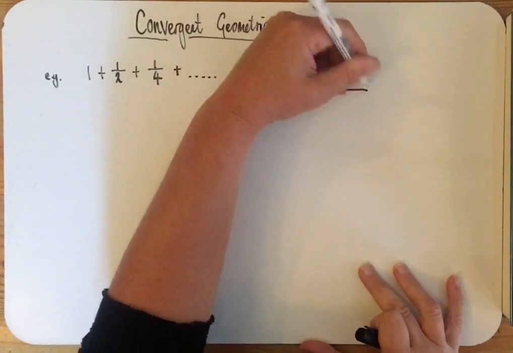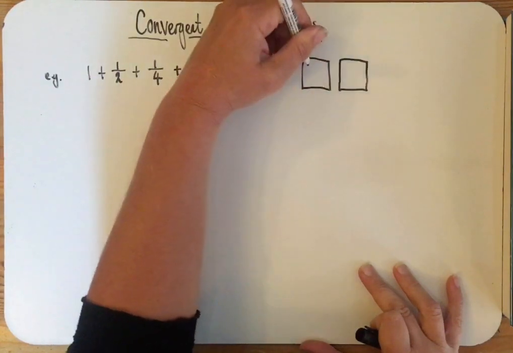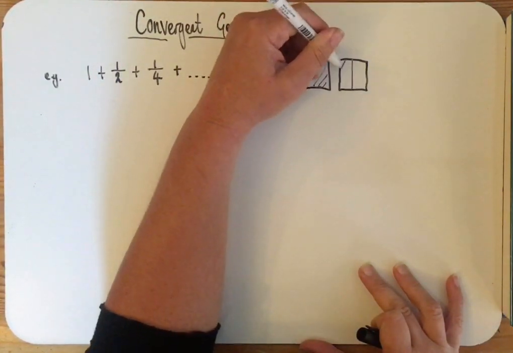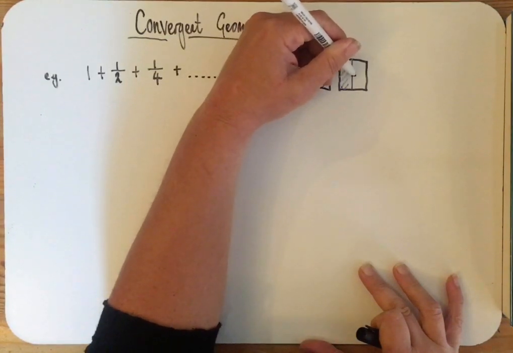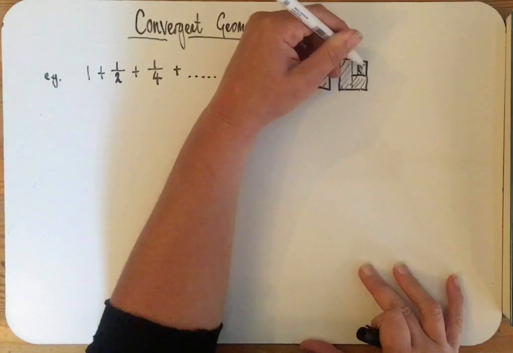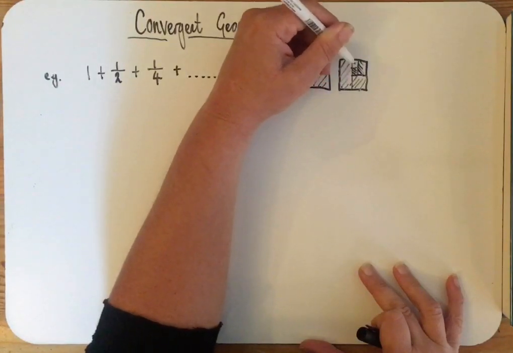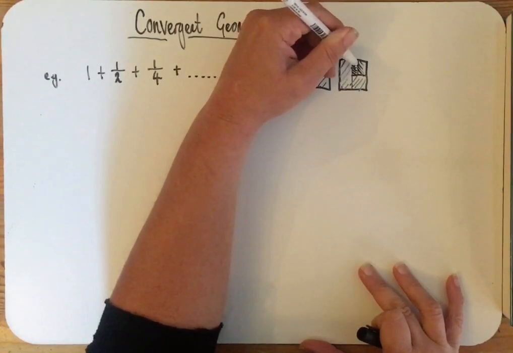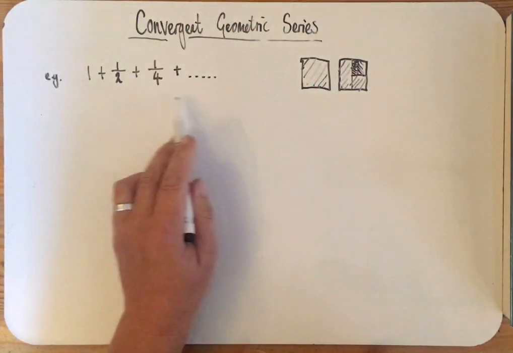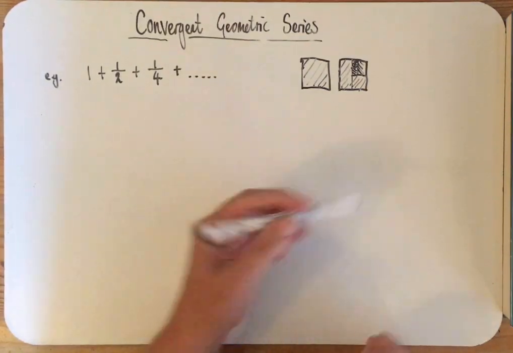So if I've got a whole one and then I add on a half and then a quarter and then an eighth and then a 16th, then a 32nd, then a 64th, and so on, you can see from there that that series is going to converge to 2.